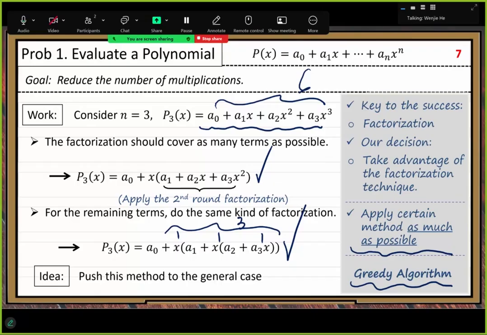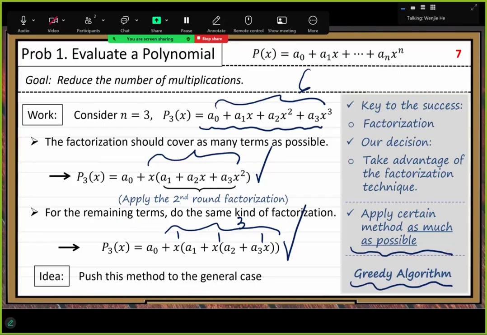For the greedy algorithm, you need to have a greedy strategy at each step. How to make it greedy? For example, in the first round factorization, you make your factorization cover as many terms as possible. That's our greedy strategy. In the second round, inside the parentheses, we also apply the greedy strategy, covering as many terms as possible. Every round, you apply your greedy strategy to the extreme, and you want to get the best result.